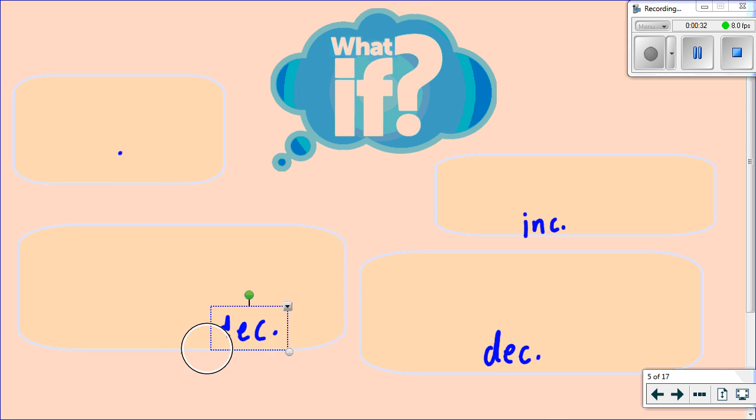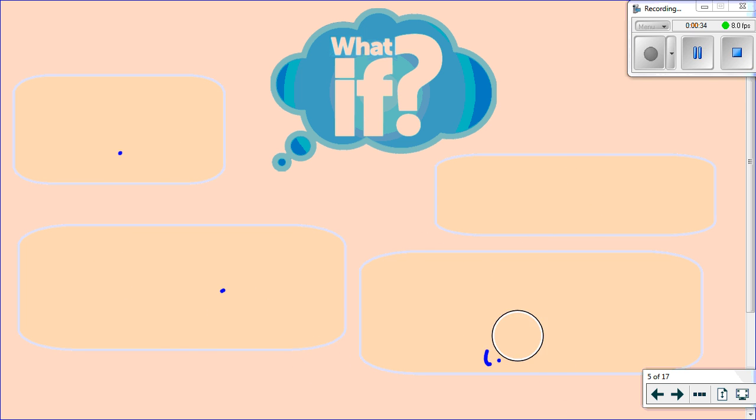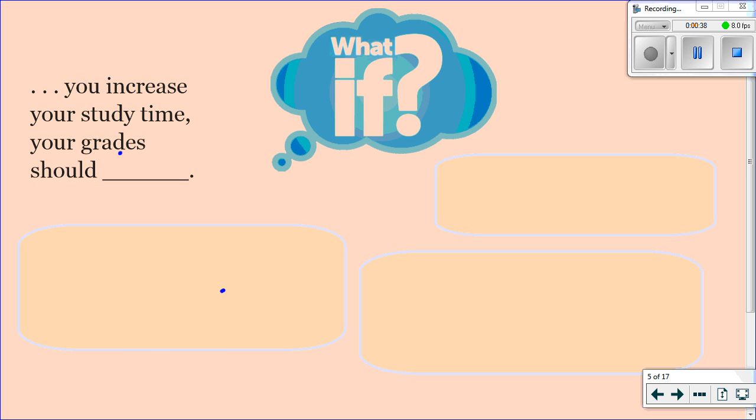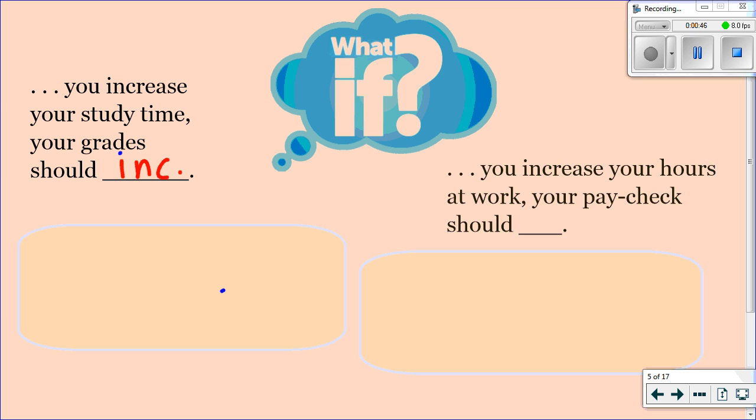Okay, let's erase some of my writing here. So as I reveal each one of these scenarios, start looking for a pattern here. If you increase your study time, your grades should what? Increase or decrease? If you're studying more, you're going to increase your grades, right? Here too, if you increase your hours at work, you should be paid more. So your paycheck will also increase.